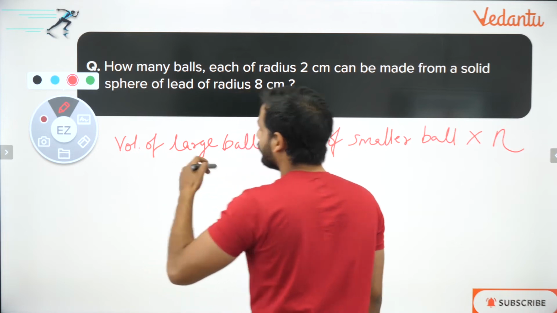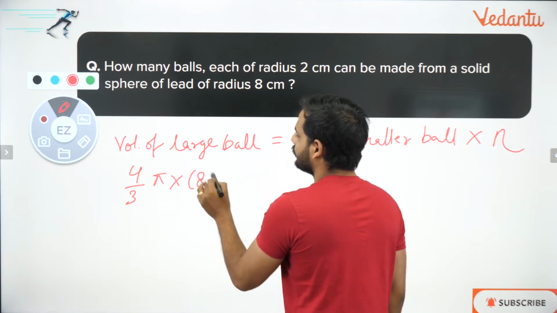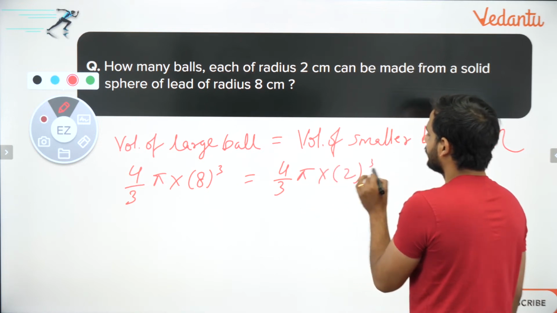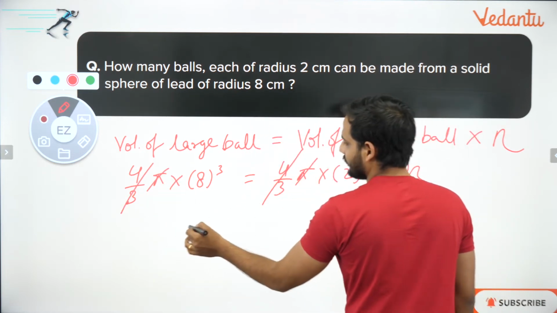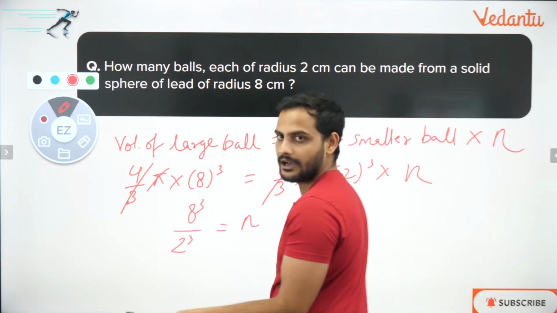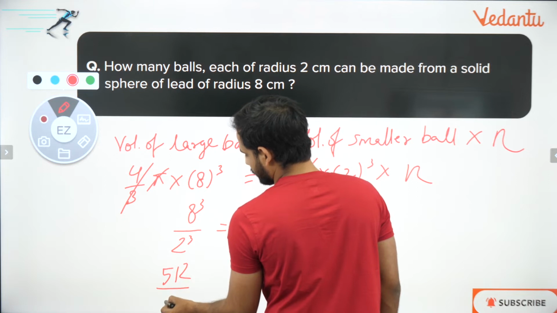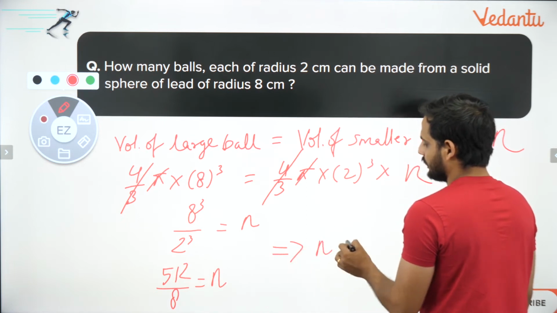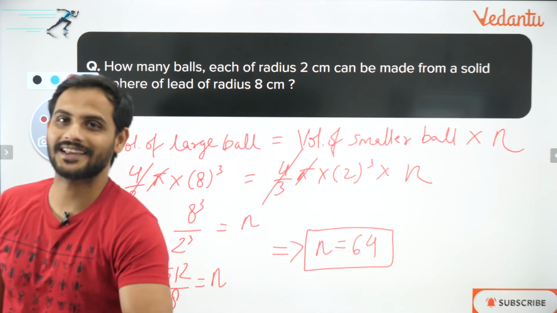Radius of the larger ball is 8 cm. For a sphere, the volume is 4/3 π into 8³, which is equal to the volume of the smaller ball, 4/3 π into 2³, into n. 4/3 π and 4/3 π got cancelled here. So you will get n is equal to 8³ upon 2³, which is 512 upon 8, equal to n. That means n is equal to 64. So 64 such balls can be formed.